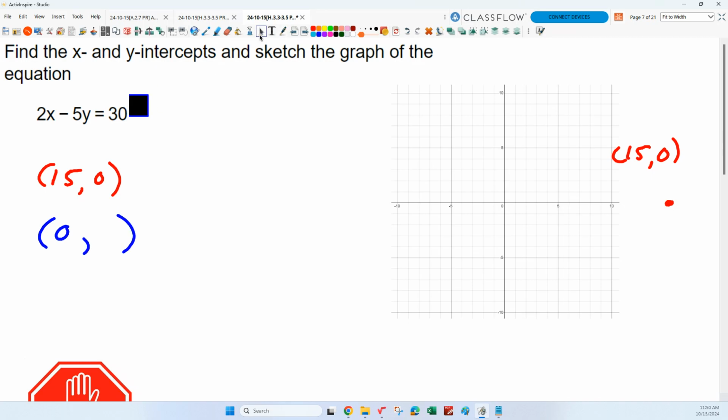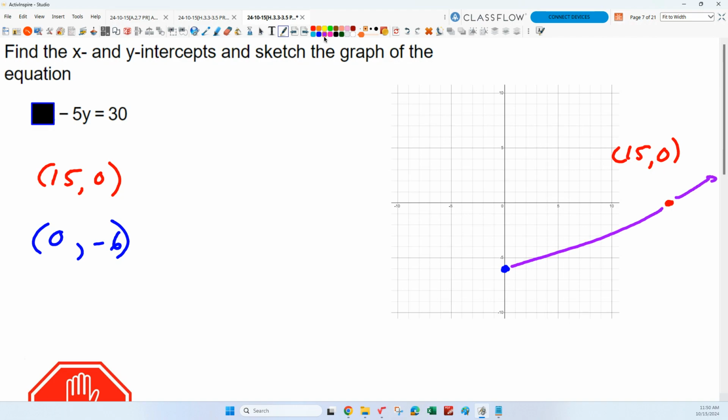Okay, well that just means covering up the x term and solving. What's the answer? -6. So 0, -6 is right there, and then all I have to do is just connect and extend. And there's my line. How about that? Good? Okay, you can go to work. There are 2 assignments up there. Have at it.